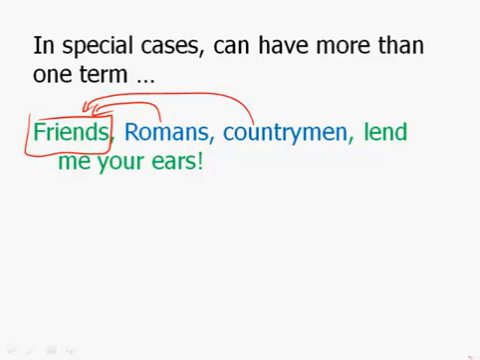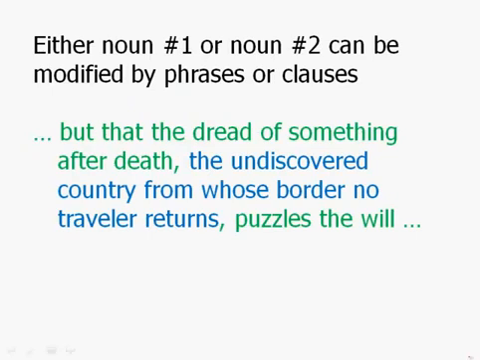So this is a relatively rare construction. This is used most often in oratory. It would be relatively unlikely to see on the GMAT, although, of course, you could see it on the GMAT. What you're more likely to see on the GMAT is something like this. Either noun number one or noun number two can be modified by phrases or clauses. So this is just an excerpt from a sentence. This is actually from the famous Hamlet soliloquy.